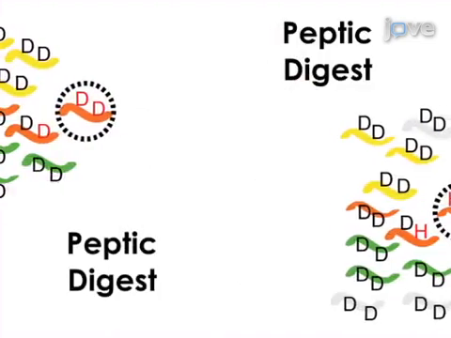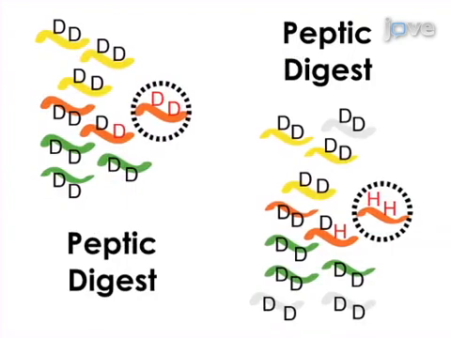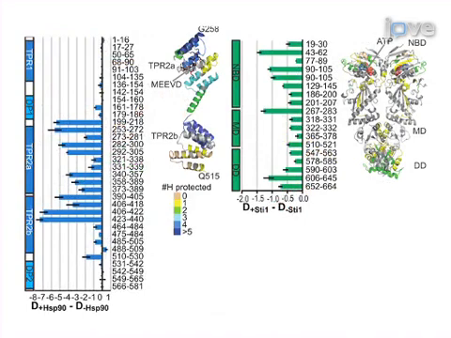Because protected areas have decreased incorporation of deuterons, comparing the peptide spectra of the experiment in the absence and presence of a binding partner reveals a shift of the centroid of the spectra due to the weight difference between proton and deuteron. Regions that exhibit prominent protection after addition of a binding partner are potential binding sites.